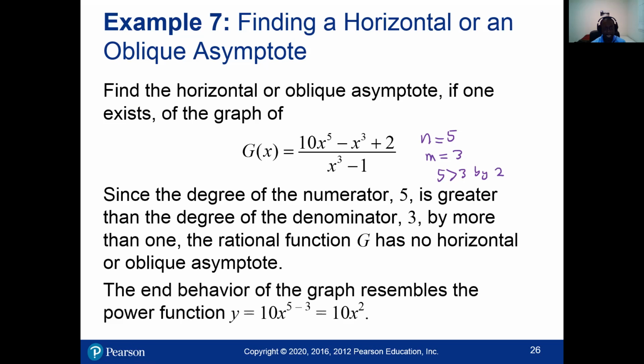But the end behavior is going to behave like 10 over 1 times x raised to n minus m. So it's going to behave like this function. It rises at both ends, both sides, if you want to call that. So that's the end of this section.